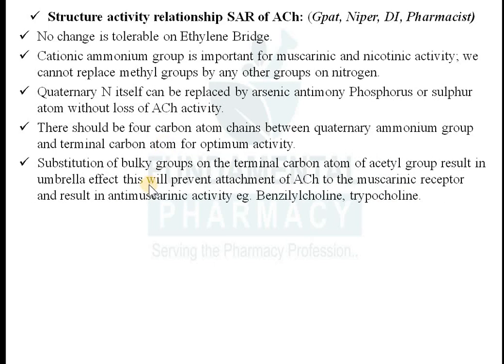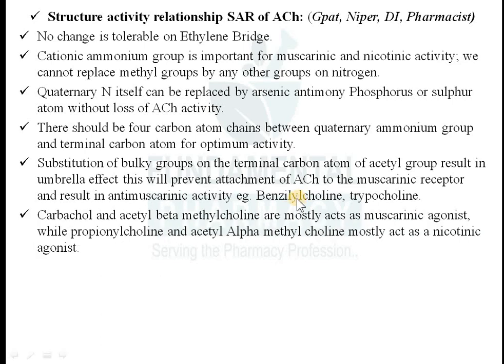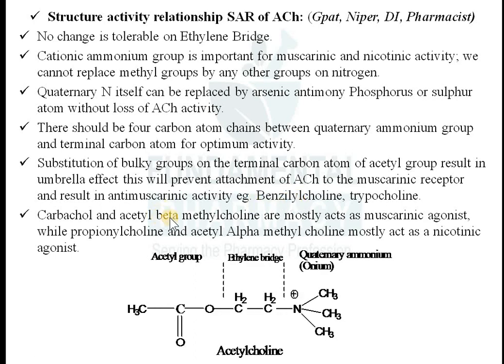I will explain. Substitution of bulky groups on the terminal carbon atom of the acetyl group results in the umbrella effect, that will prevent the attachment of acetylcholine to its muscarinic receptor and also results in anti-muscarinic activity. An example is benzoylcholine. Let me bring the structure first, let us see it again.